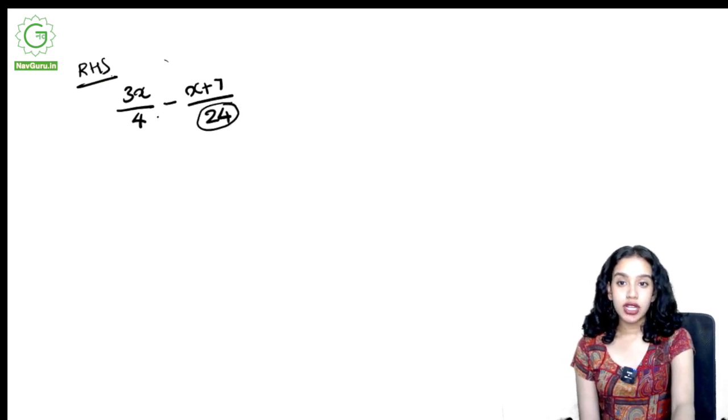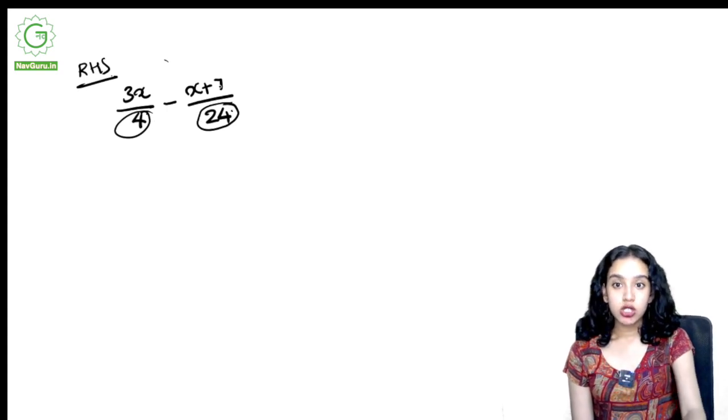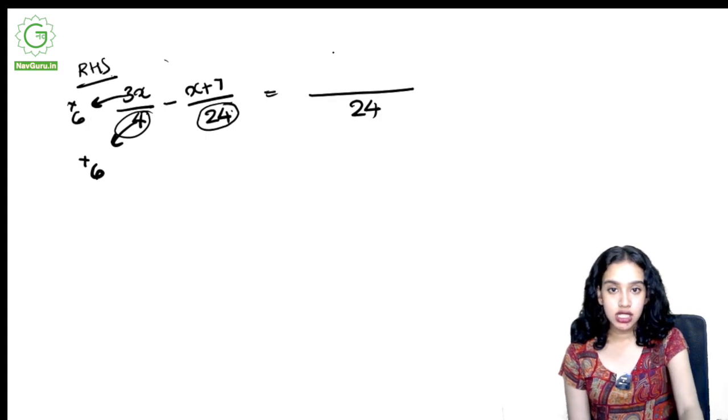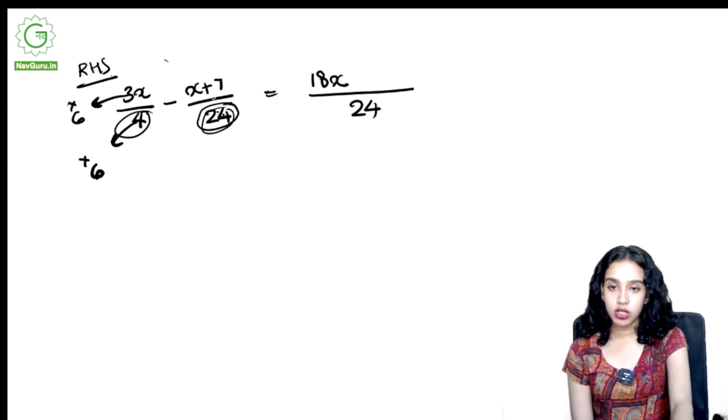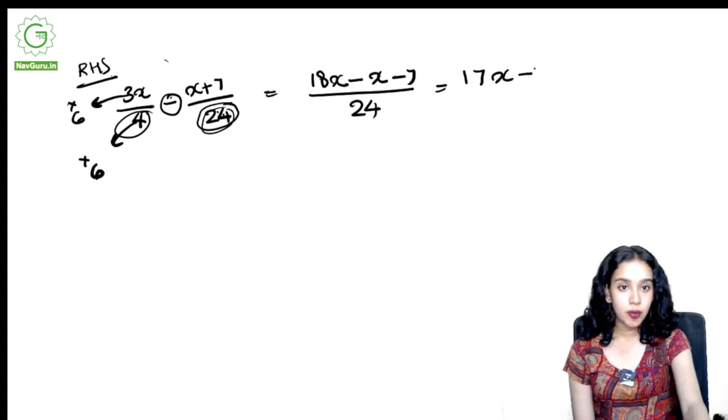So with 24 and 4, when we multiply 4 by 6, we get 24, right? So we'll take the common denominator as 24. We have to multiply this by 6, so we also multiply here by 6. So 6 3s are 18, 18x, and here we already have 24, so we are not doing anything. We just have to multiply the negative sign, so you have minus x minus 7, right? So what is 18x minus x? It's 17x minus 7 by 24, right?